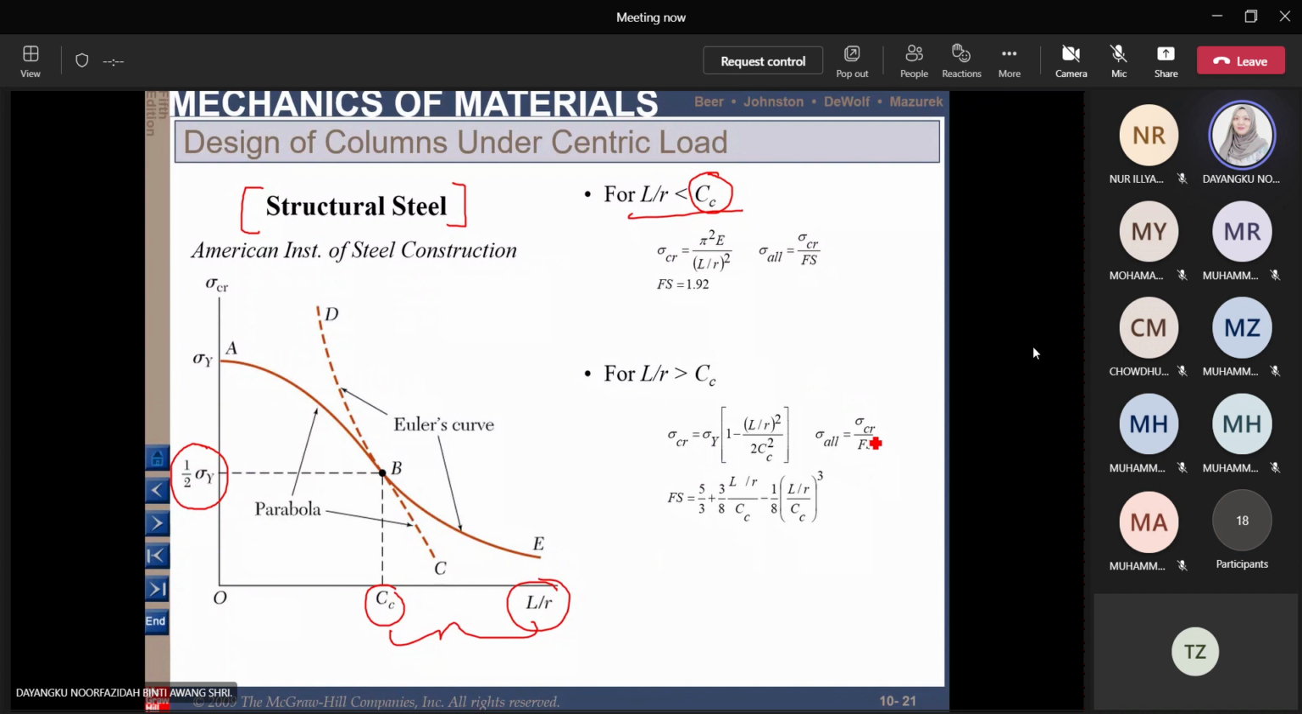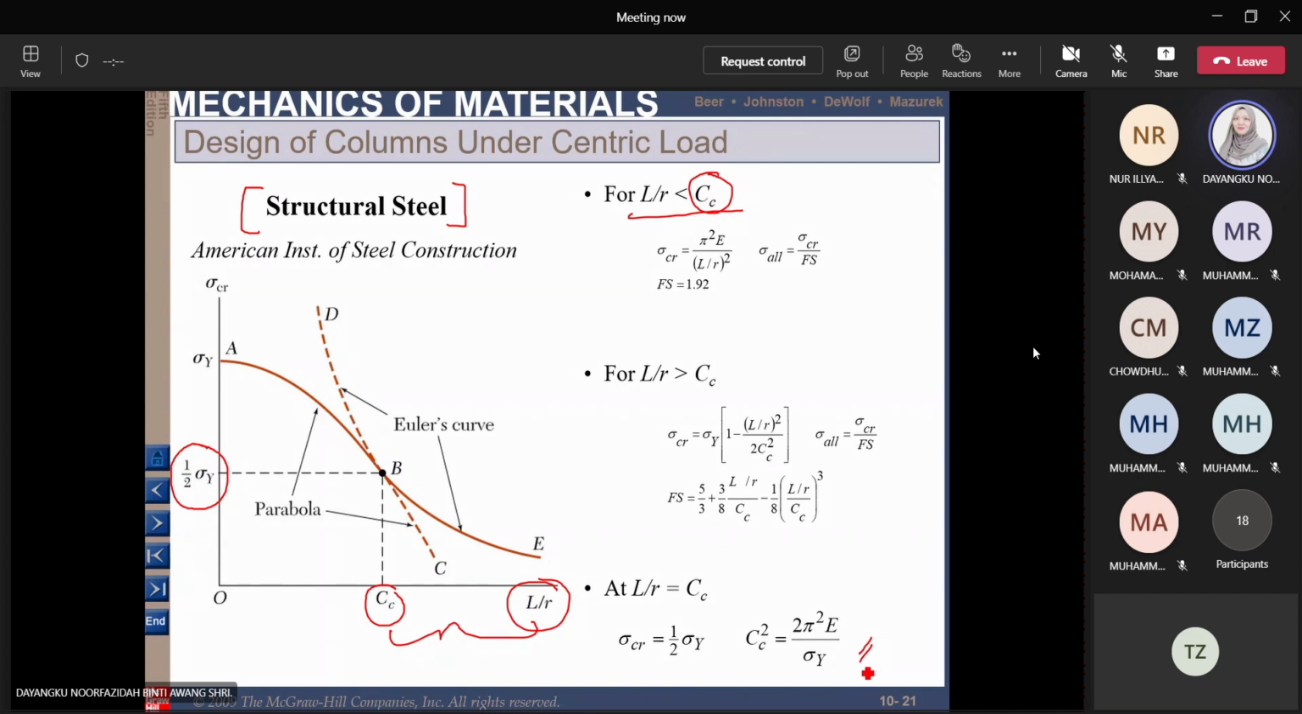So you need to put the value of L over R of your column into this part here, and your CC here. We also need to include the term of sigma y in our calculation. And if our L over R is exactly at CC, then we can just use our critical stress as 1/2 sigma y, and CC square is equal to 2 pi square E over sigma y. So we can get this value here.